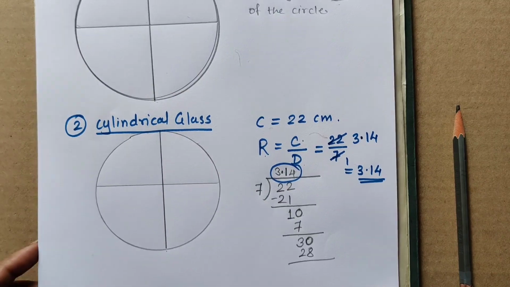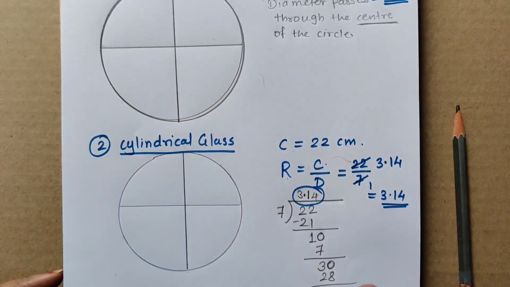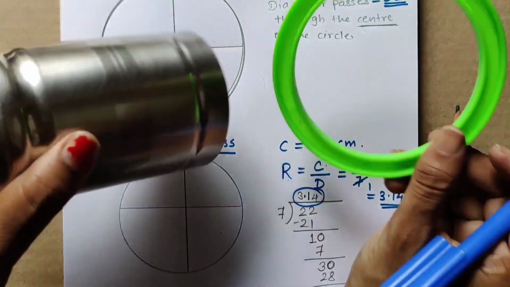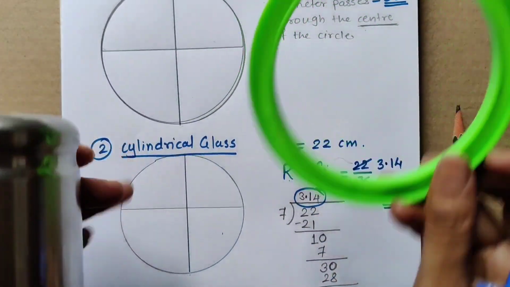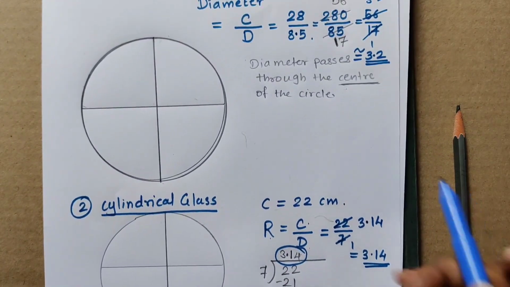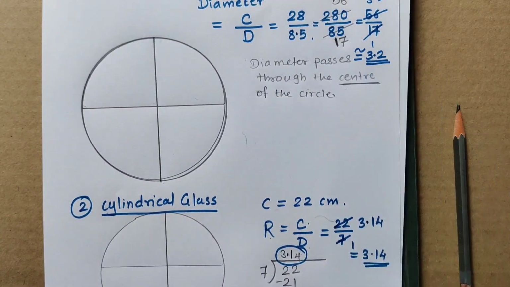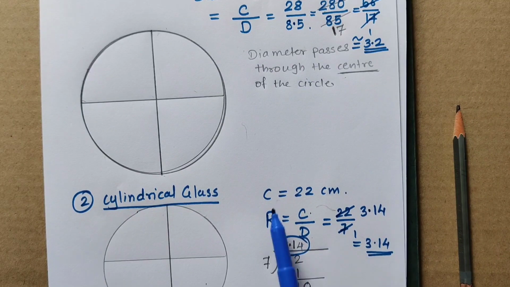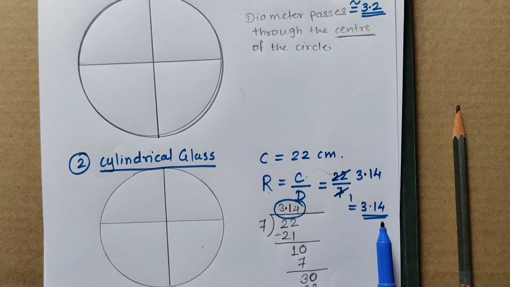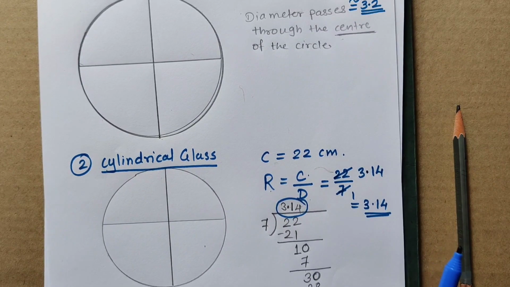In this way you can try for various circular objects. We have tried it for this circular bangle and cylindrical glass. You can try for more circular objects where you will be getting the value which is little more than 3, the value of circumference upon diameter. This ratio we will be getting little more than 3.14. So what we can say from this, children? Let us see.